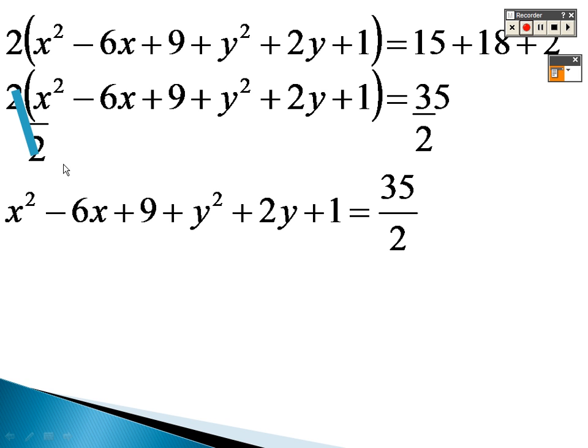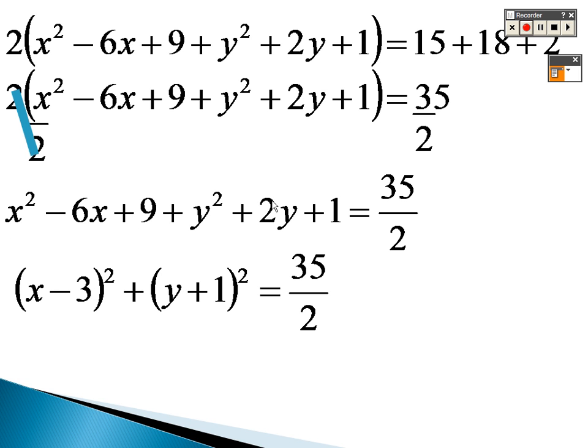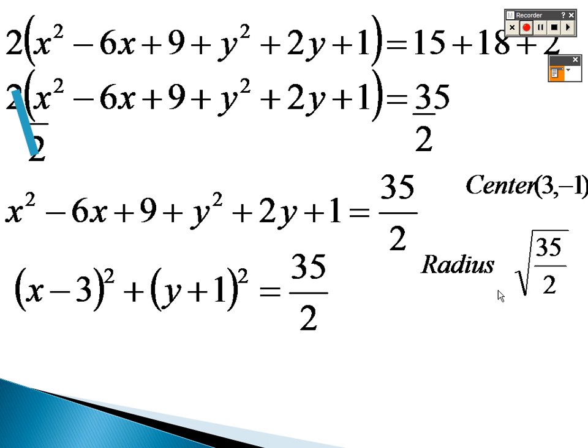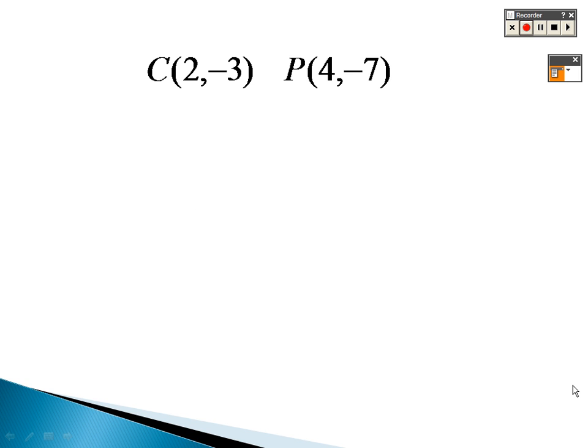And now I can factor these because if you remember, this was negative 3 in the parentheses, so that's an x minus 3 squared. This was a 1, so it's a y plus 1 squared. So the center is the opposite, 3 and negative 1. The radius is the square root of 35 over 2, but you can't have a root 2 in the bottom, which is why I did root 2 times root 2 to get root 70 on top over 2 as the final answer.